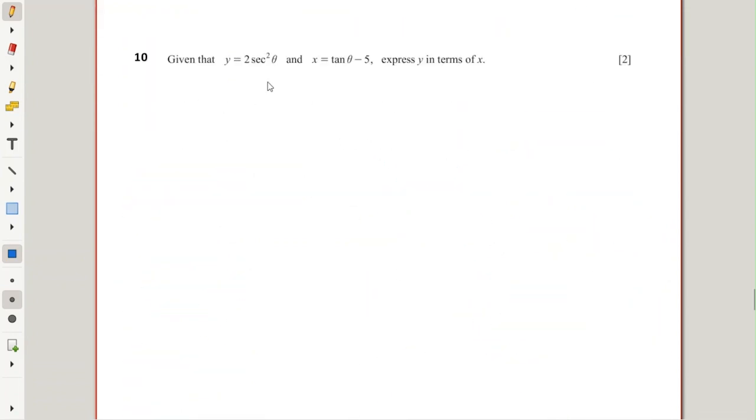Question 10. You can apply trig identity. Okay, you have been given this expression for y, this expression for x. Express y in terms of x. All right. So, there's a connection between sec theta, sec square theta, and tan square theta.